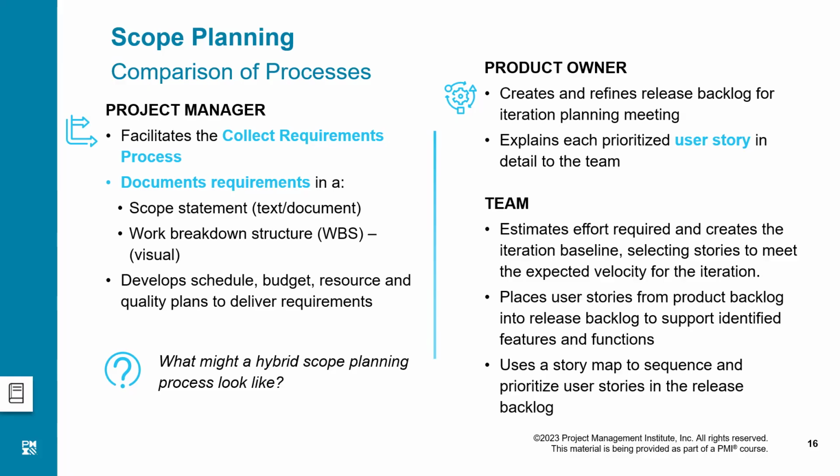We have agile team, we have product owner, we have the team lead, and all that is happening on the right hand side of the screen. They do all that. So this is how predictive, agile, and hybrid works for scope planning.